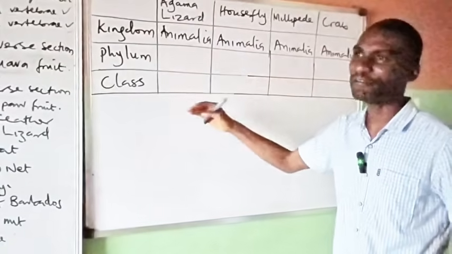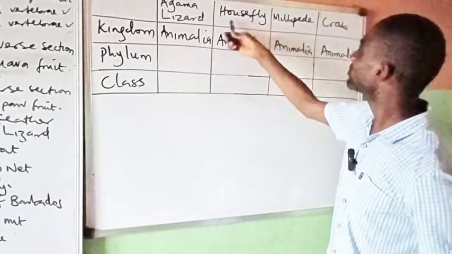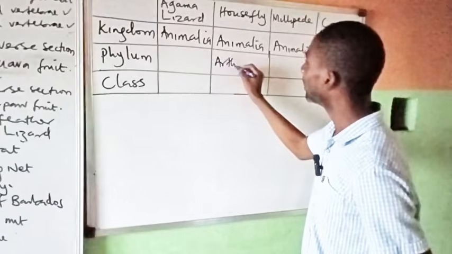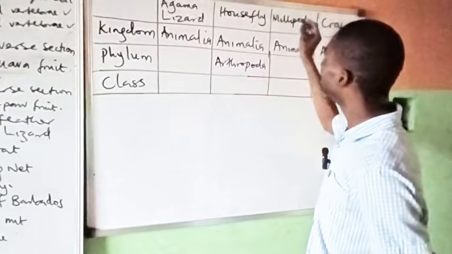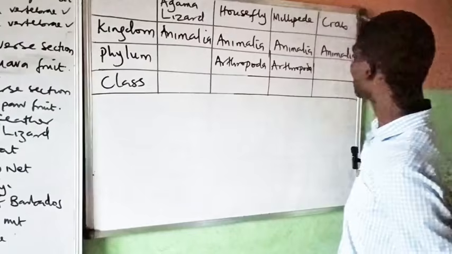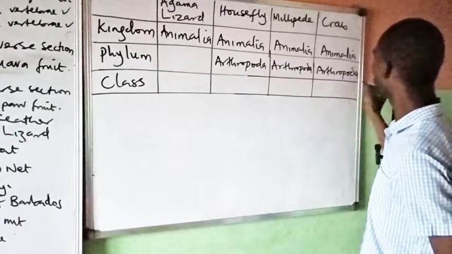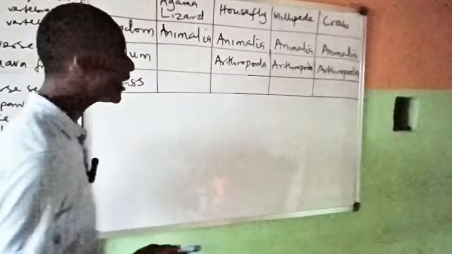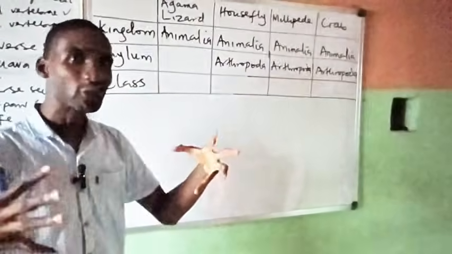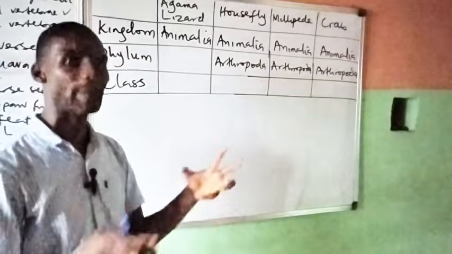So we are going to look at the different phyla that we have under the kingdom Animalia. But before we do that, housefly belongs to the phylum Arthropoda. Millipede belongs to phylum Arthropoda. Crab belongs to phylum Arthropoda. They are all arthropods. Now, I'm going to explain that to you. Arthro means jointed. Poda means legs or appendages. So arthropoda means jointed appendages.